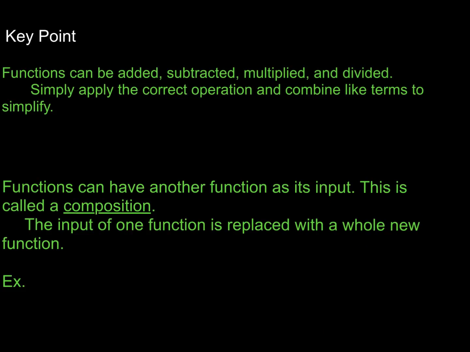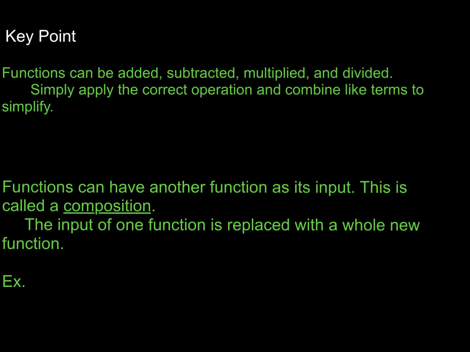So here are the key points. Functions can be added, subtracted, multiplied, and divided. Simply apply the correct operation and combine like terms to simplify. So like I added f and g in part B of the discovery problem, I could have subtracted them. I could have multiplied them together. All I have to do is apply the correct operation and then combine the like terms to simplify.